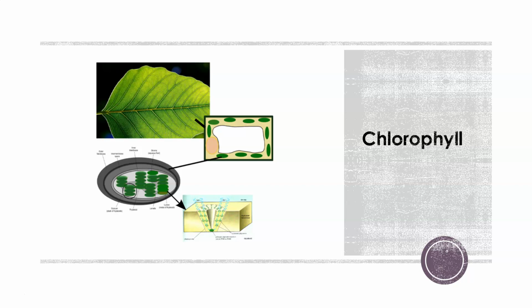All right, chlorophyll. Chlorophyll absorbs all the colours of the spectrum except green and reflects the green back out, and that's why plants appear green.